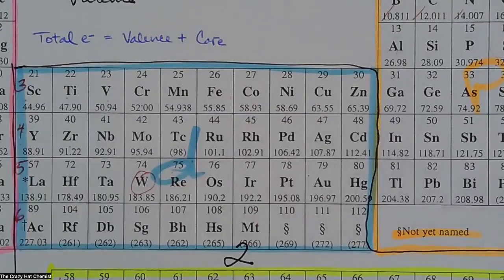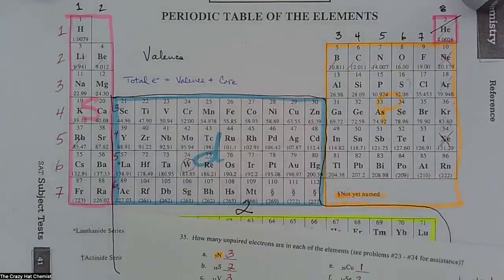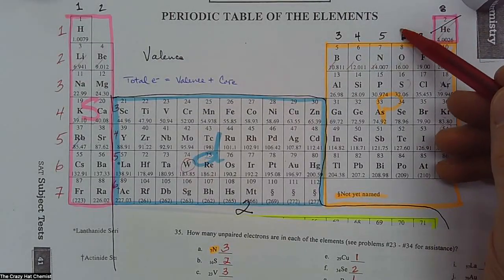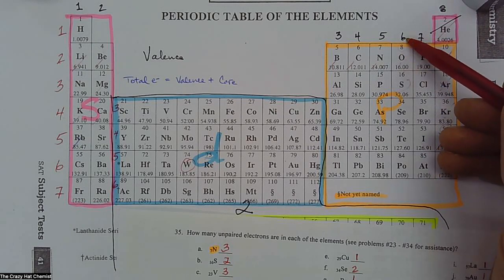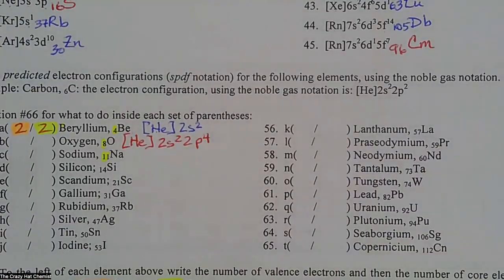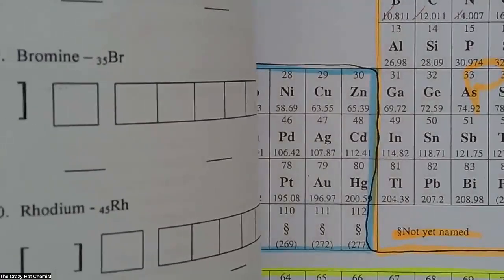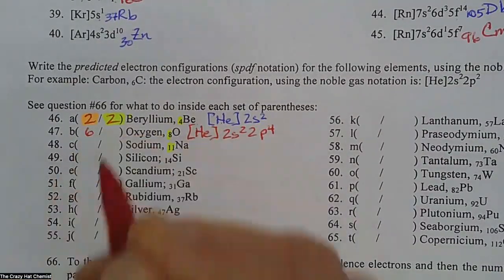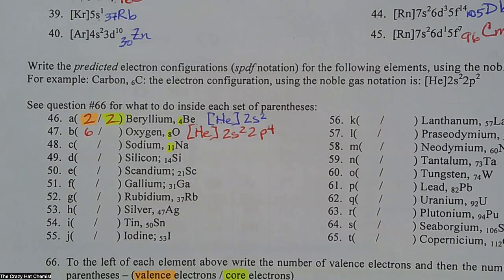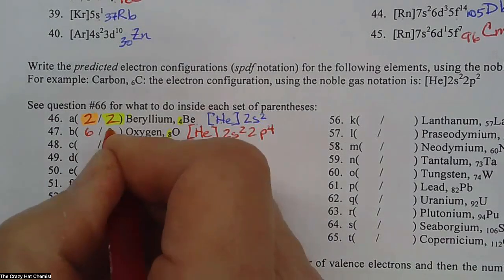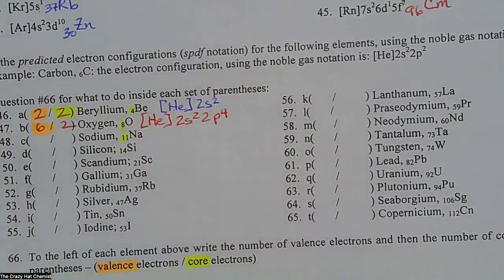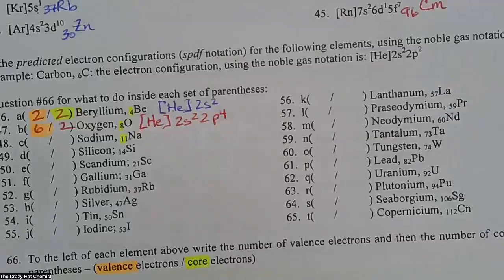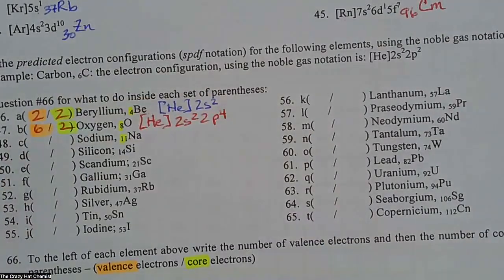Okay, how many valence electrons are there in oxygen? So valence electrons for oxygen, 6. How many total electrons? 8. So 8 minus 6 is 2. So there are 2 core. So we're going to zoom in on this right here. And how many valence electrons for oxygen? 6. How many core? That's the total number of electrons, 8 minus the 6. That would be 2. So again, I'll just highlight this. This is valence in the orange and core in the yellow.